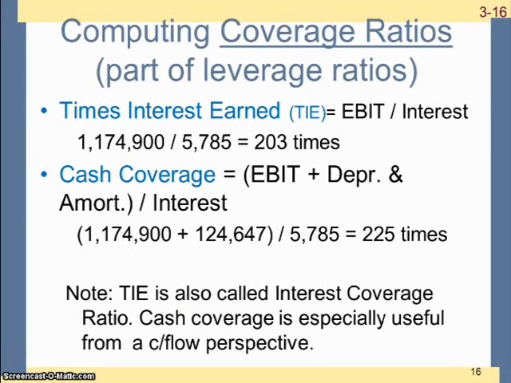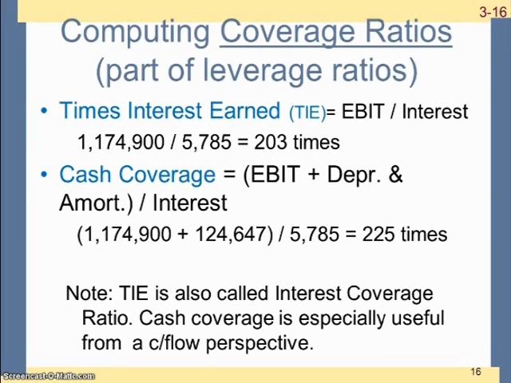Times interest earned. A higher value of the times interest earned ratio is favorable, meaning greater ability of a firm to repay its interest. Lower values are unfavorable. A ratio of 1 means that income before interest and taxes, EBIT, of the firm is just enough to pay off its interest payment.